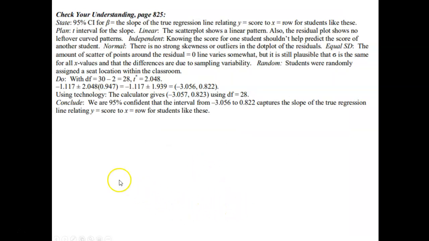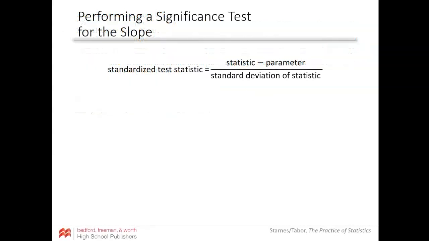And then they calculated the confidence interval. Here it is. Now you could have done the calculator and found the confidence interval. They use the same degrees of freedom, of course. And then we're 95% confident that this interval captures the slope of the true regression line relating these two variables. And then it does say for students like these, because the scope of inference was limited to these particular students. I'm going to be honest, that was kind of a silly study. I don't know if that information is that exciting.